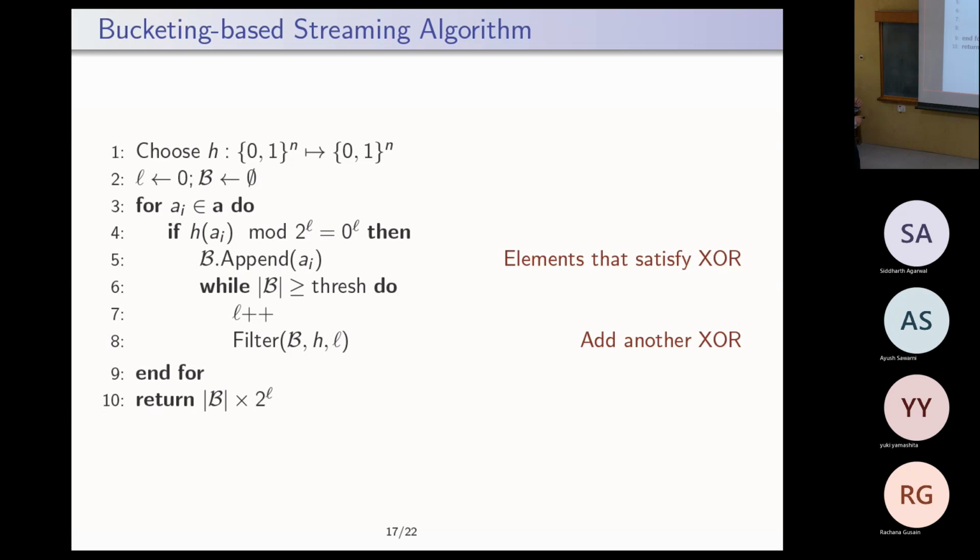And if you have more than thresh many elements that you have processed which have at least L many trailing zeros for their hash value, then you increment L by 1. So I filter. I remove all those a_i's which don't have L plus 1 many trailing zeros in their hashes. The size of B now becomes smaller potentially, and you keep doing this until the size of B becomes smaller than thresh.